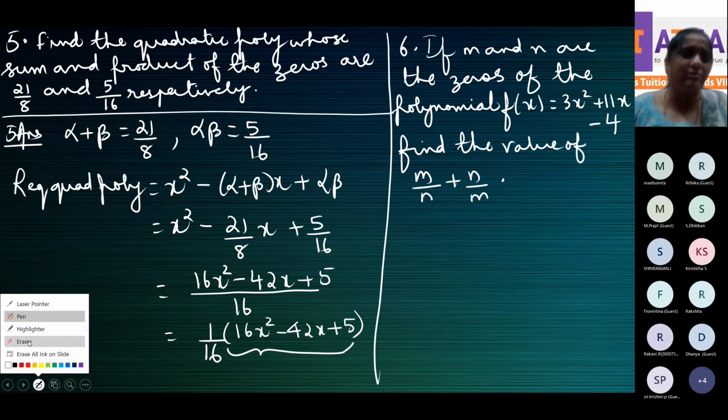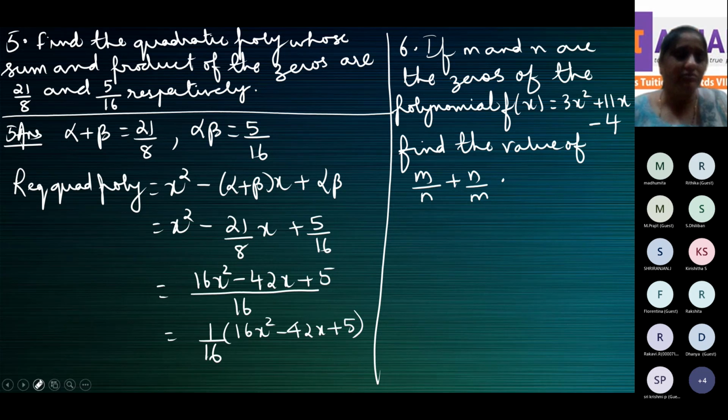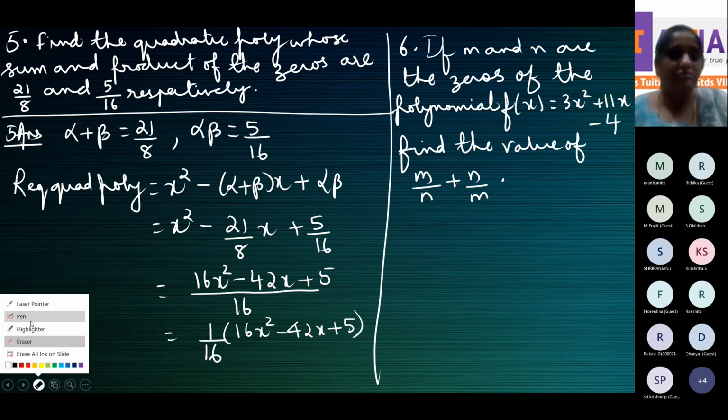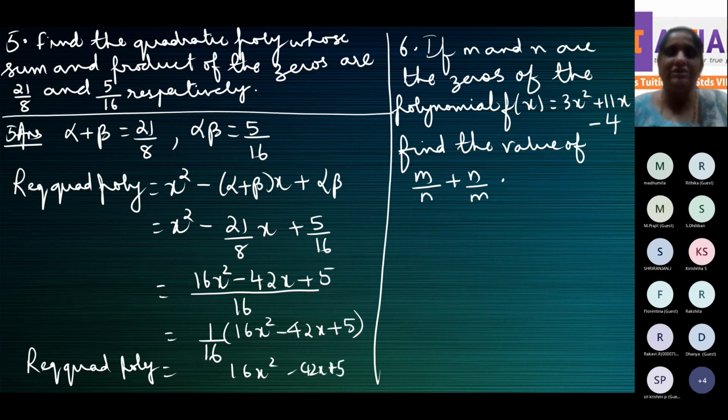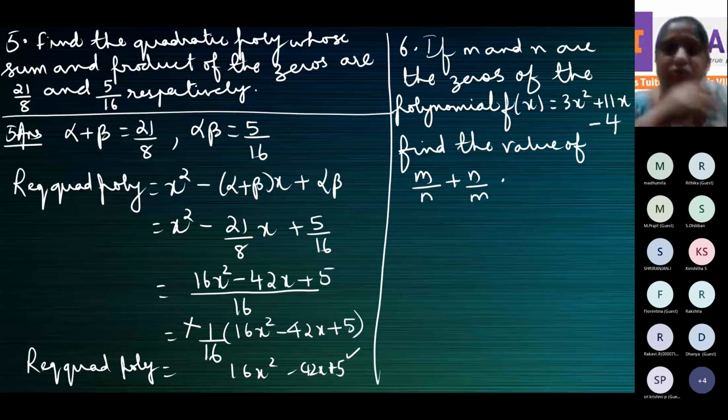That's fine. Next step, you can just write that is equal to the required quadratic polynomial. That again depends on your teacher. You can just remove that 1 by 16 and write 16x squared minus 42x plus 5. Sometimes in objectives, if this option is given, select this one. Supposing this option is not given and this one is given, you can select this. That constant can be removed. You can have it also. You can also remove it.